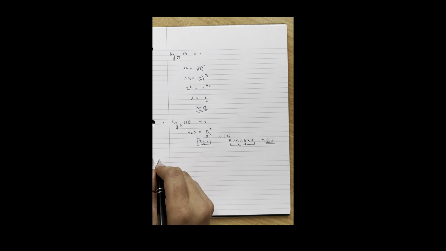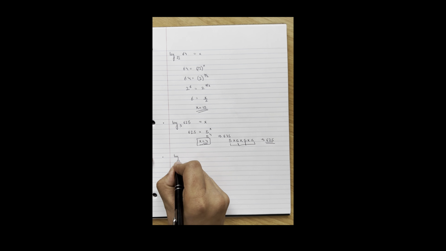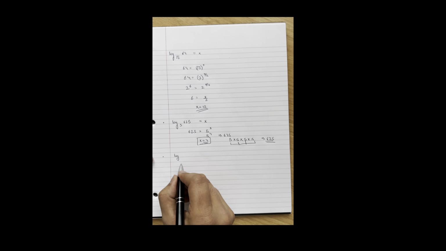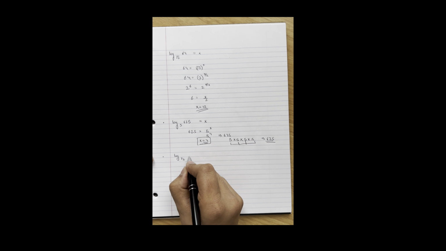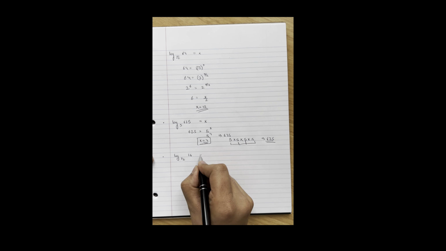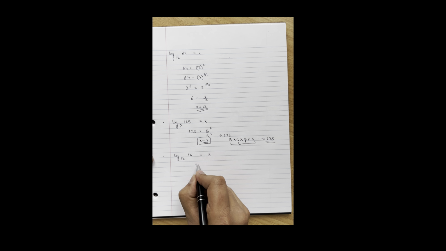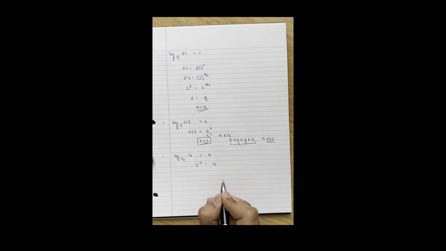Now for example, if we have a base which is half and the number is 16, we put it equal to x. So what it gives us is 2 to the power minus x equals 16. And 2 to the power minus x equals 2 to the power 4. So minus x equals 4, so x equals minus 4. So we got the result minus 4.